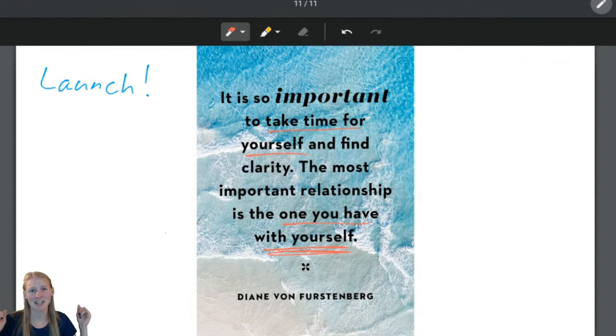It looks like taking care of your mind. Going, I am super stressed out. What do I need in order to calm down and get in a better headspace? Because stress is not good for you, physically or mentally. Taking care of yourself and having a good relationship with yourself.